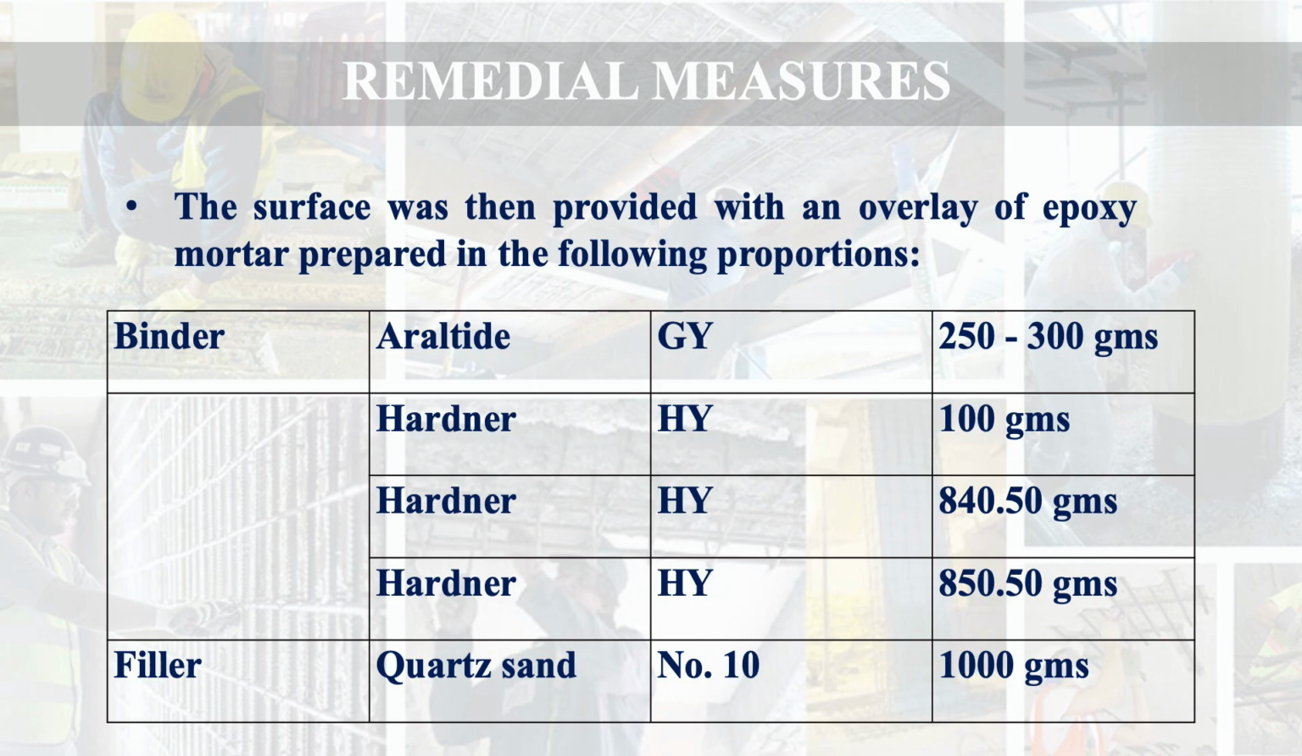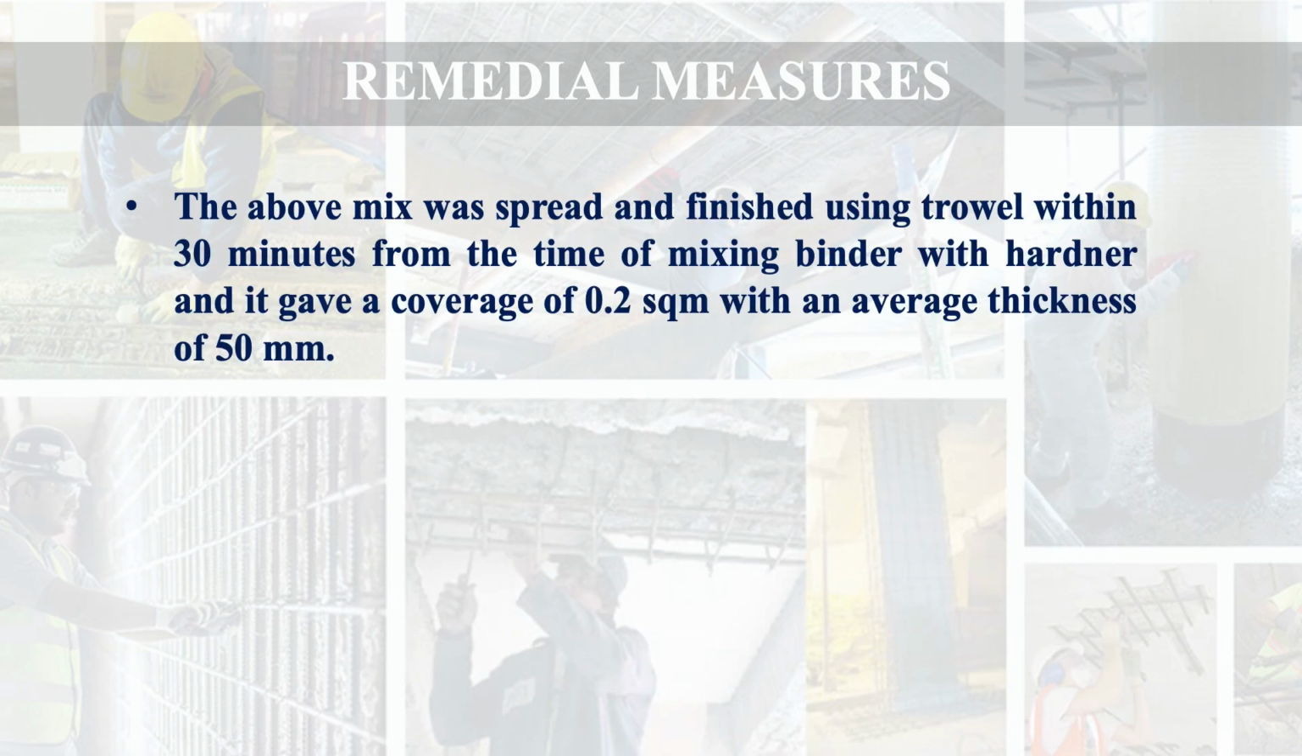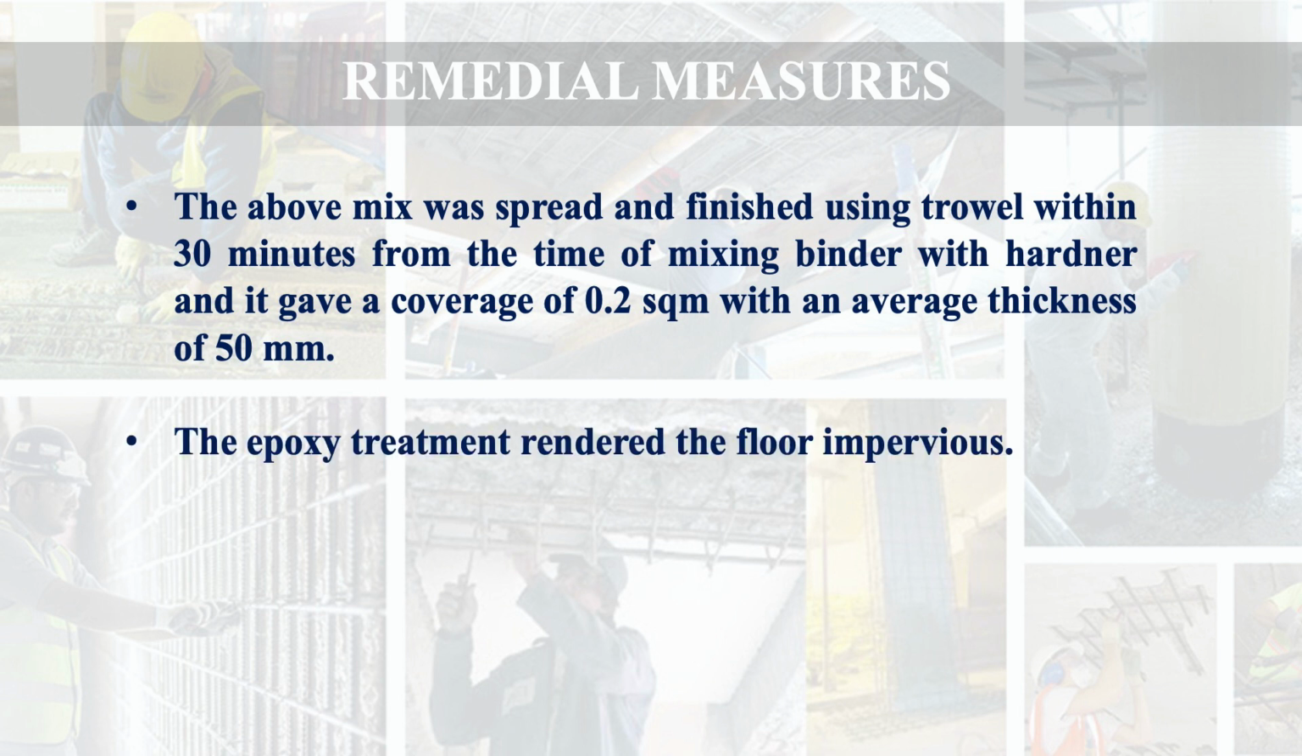The above mix was spread and finished using trowel within 30 minutes from the time of mixing binder and hardener, and it gave a coverage of 0.2 square meter with an average thickness of 50 mm. The epoxy treatment rendered the floor impervious. So once you make the surface impervious, then you can get rid of the problem of corrosion.